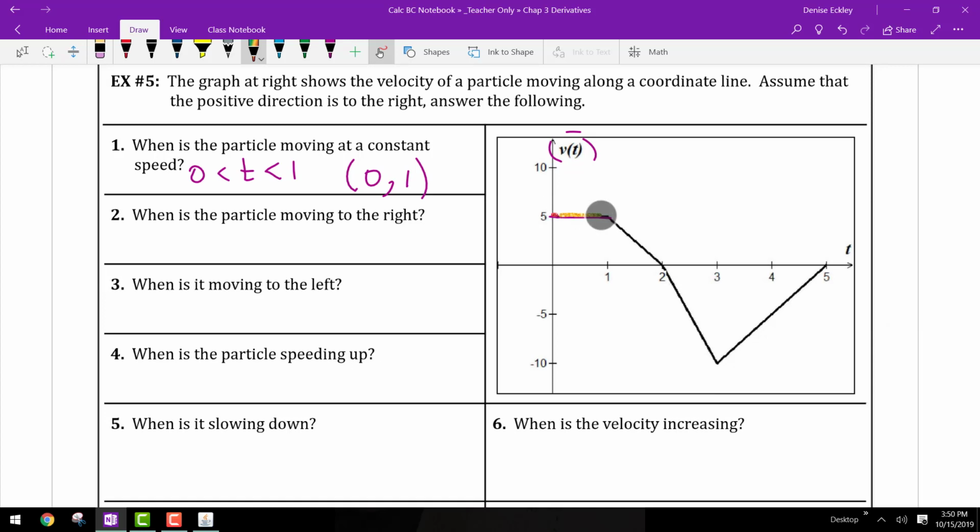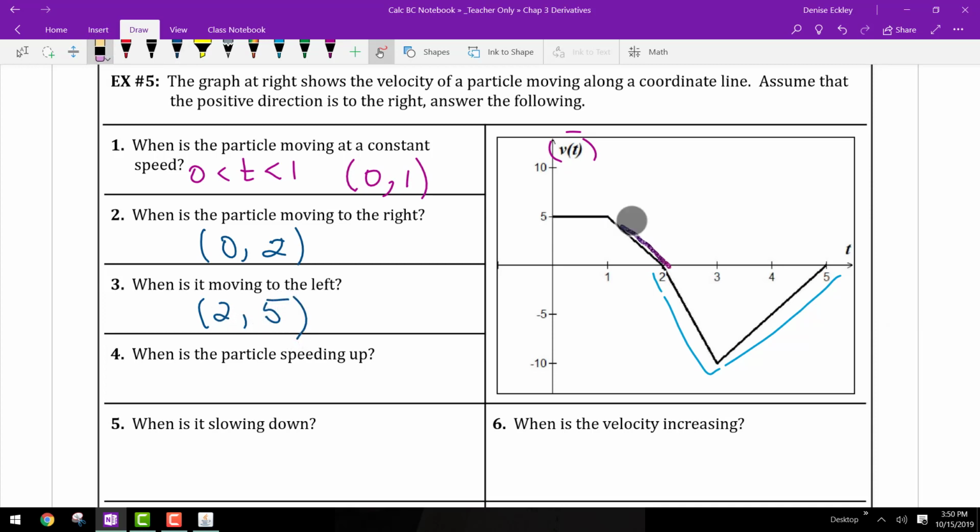So that's from here to where it hits the x-axis right there. So the answer to that question is going to be from 0 to 2 seconds. You have positive velocity, so the particle is moving to the right. So when is it moving to the left? Everywhere the velocity is negative. So you can see from here all the way along that path, we have negative velocity. So that is going to be from 2 to 5, where it's moving to the left.